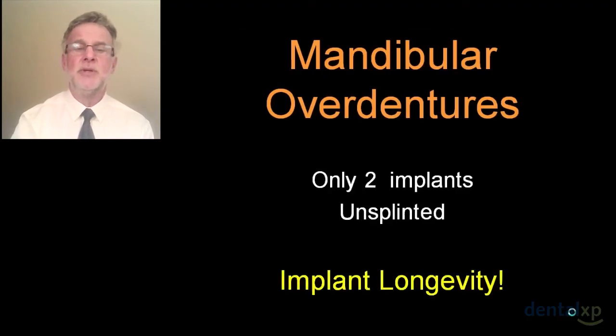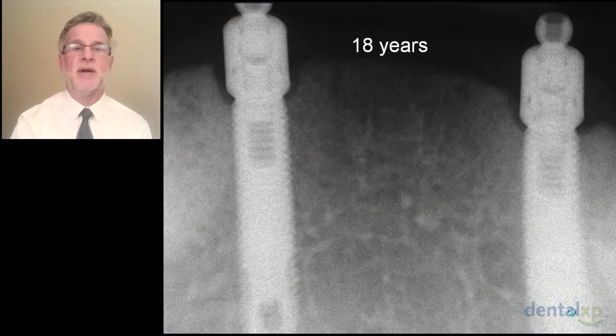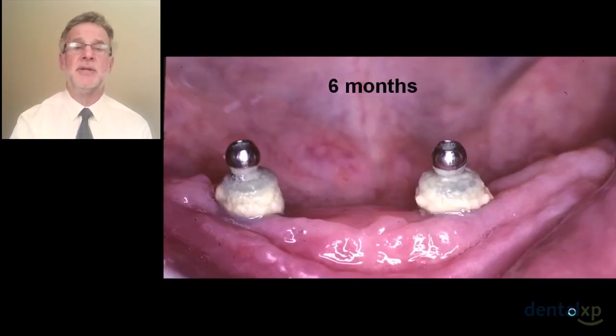Now, when we only use 2 implants, unsplinted, in the mandible, and especially if they're short implants, do we really know that they're going to last a long time? I mean, most published studies, you're very lucky if you can find a 10-year study. So again, going back to my own clinical experience, because our own clinical experience is an important piece of what we call evidence-based therapy. This case is 18 years old. There's the radiographs. That would be what's called a stereos implant. This patient came back to me after 6 months of treatment.